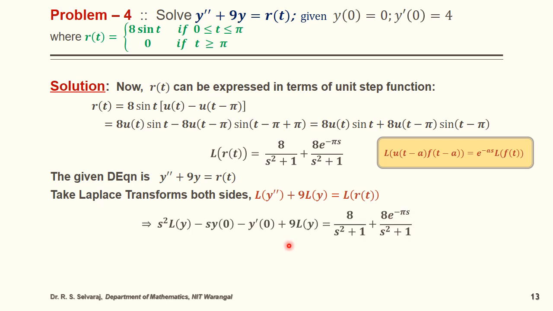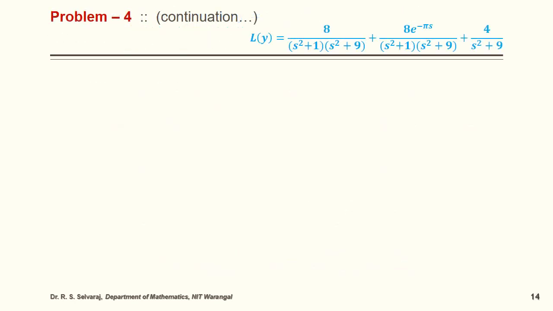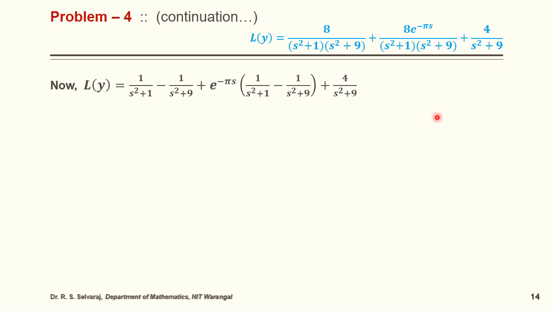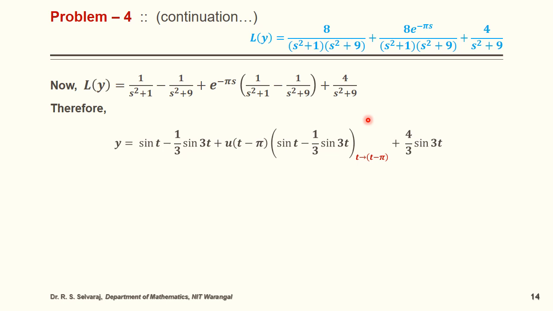Substituting the formulas, and after substituting the Laplace transform of r of t, which we have already found before, we will get this expression, and simplify, we will get this expression involving 3 terms. Now recall, we have got the Laplace transform of y to be having these 3 terms, and we split the first term as well as the second term into partial fractions like this. And now we will apply inverse Laplace transform. We will get y to be this expression.